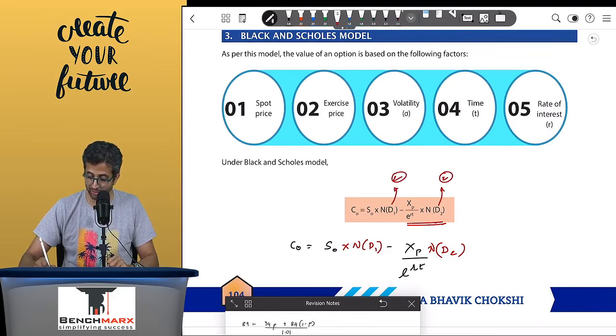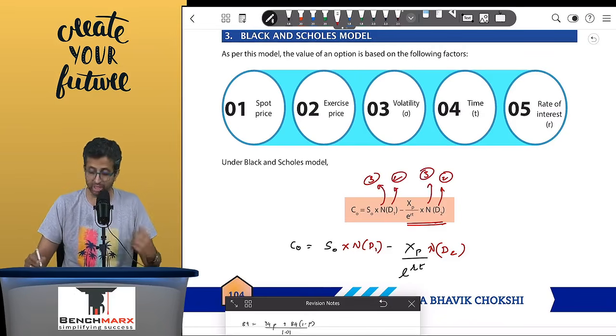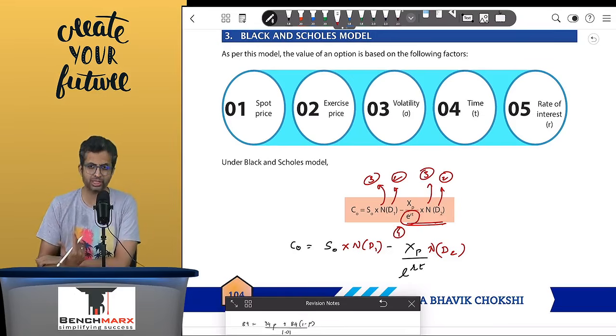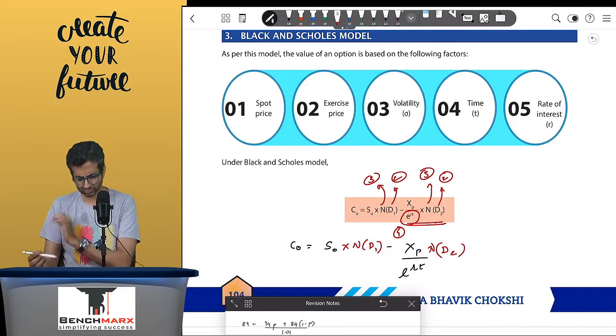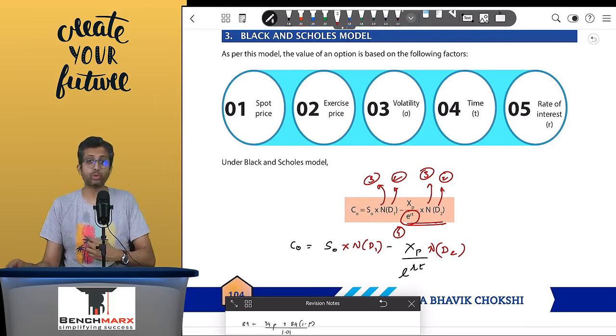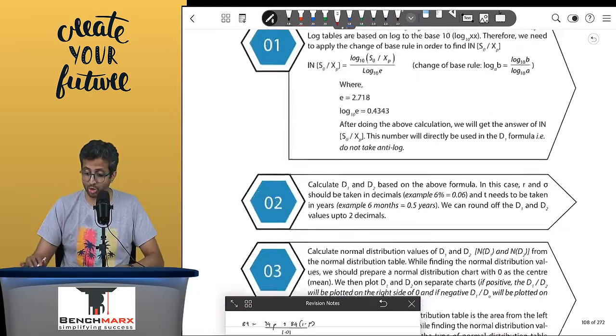However, that is not enough, because I want the normal distribution value of D1. So I take ND1, and the normal distribution value of D2, ND2, and then I need to find e raised to RT. Once I do that, I will ultimately substitute all of these in the given formula to find the Black-Scholes value. There are a lot of smaller intricacies that you need to remember, like when you calculate the normal distribution value, how do you calculate it?